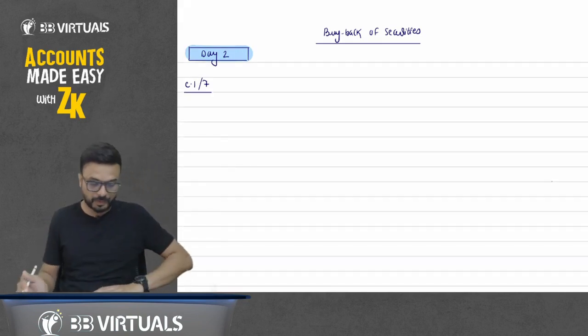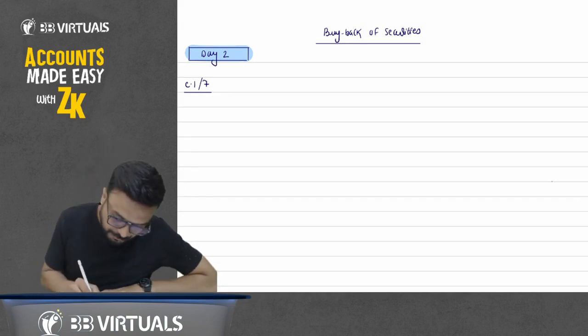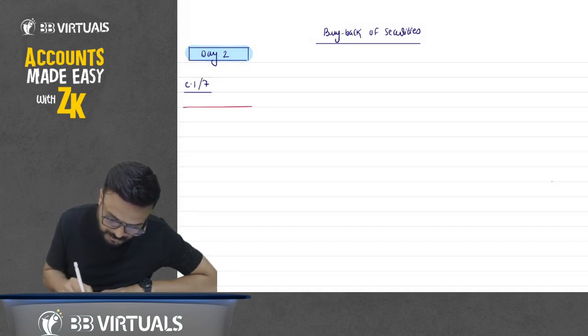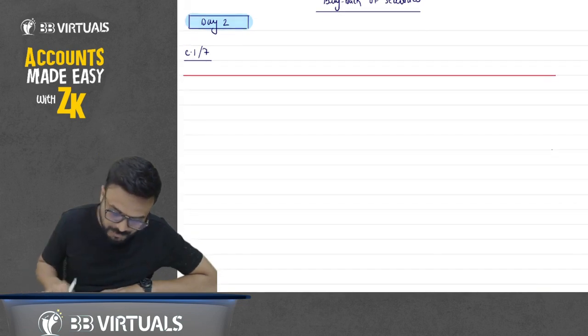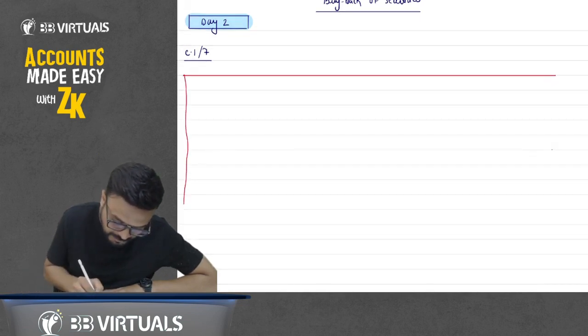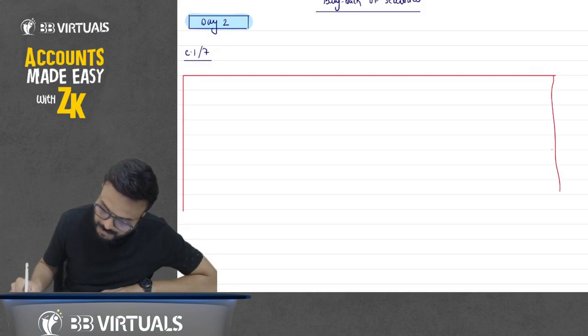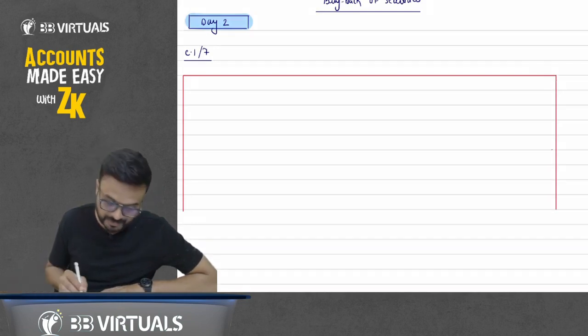Now understand this point. What happened here? Understand the cycle here. You don't have to draw this cycle in the examination. I'm using the red box here only to understand the cycle. You don't have to write it down in the examination.